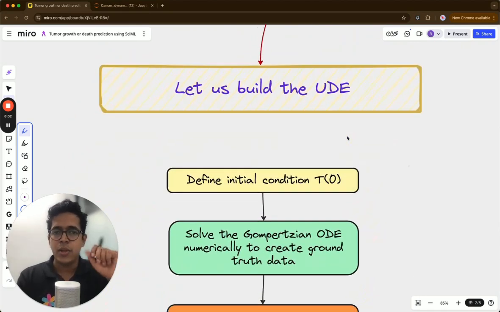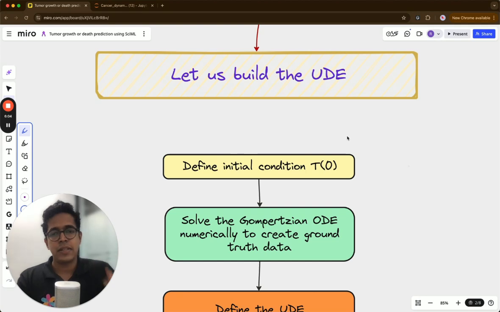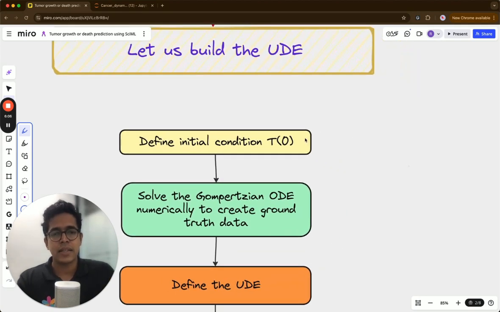Now let us build the UDE. Let us once again define the individual steps. So first we need to know the initial condition T0. So T0 is the size of tumor at the starting point of your noticing. It has to be a finite value. It can't be zero, because if it is zero, that means tumor does not exist. So you can't start with zero. It has to be some finite small value.